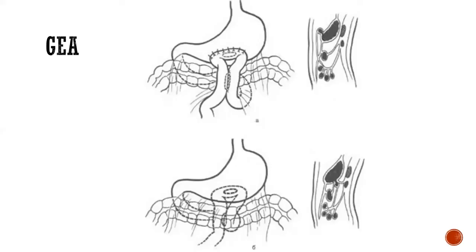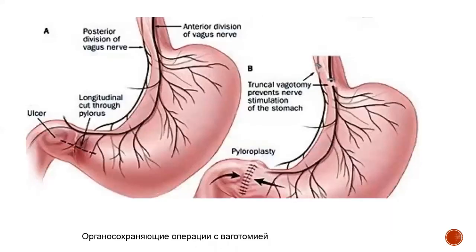And the operations for sub and decompensated stenosis are for young patients without any other diseases. The compensated stenosis is treated conservatively, with diet and prokinetic therapy.